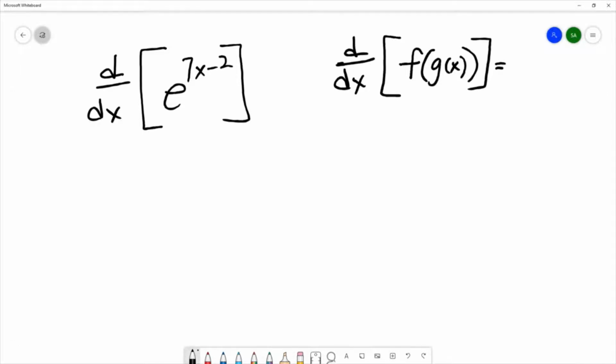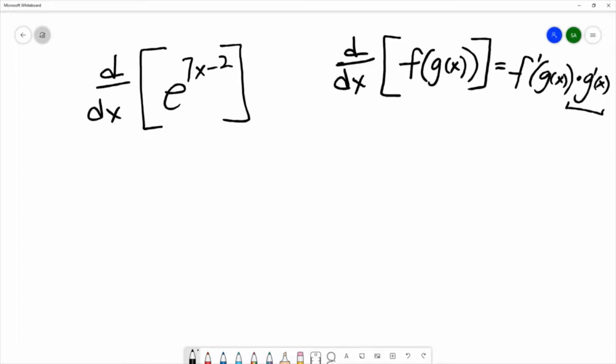And the way we calculate the derivative with the chain rule is that we are going to take the derivative of the outside function. We leave the inside function alone, and then we multiply by the derivative of the inside, and that's the part that we call chaining. Chaining is multiplying by the derivative of the inside.